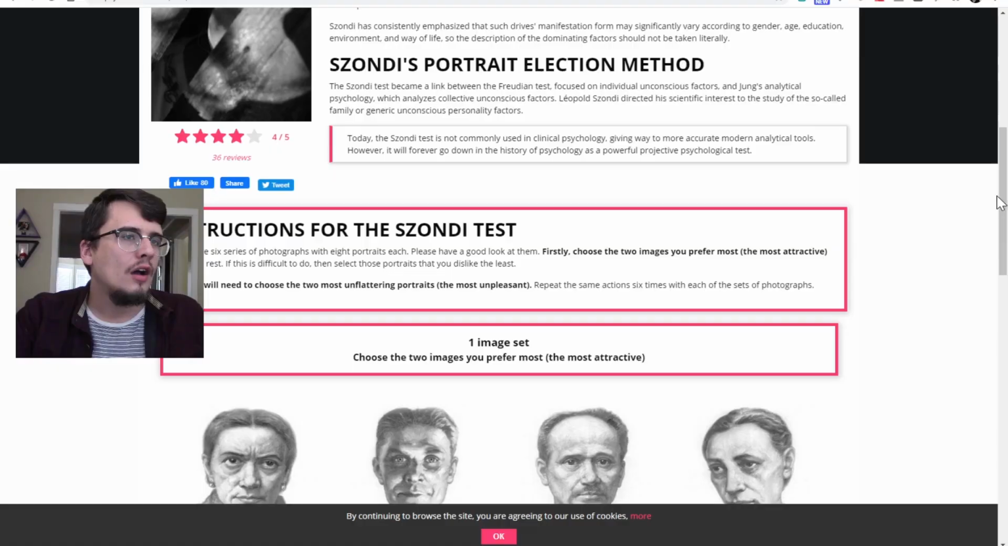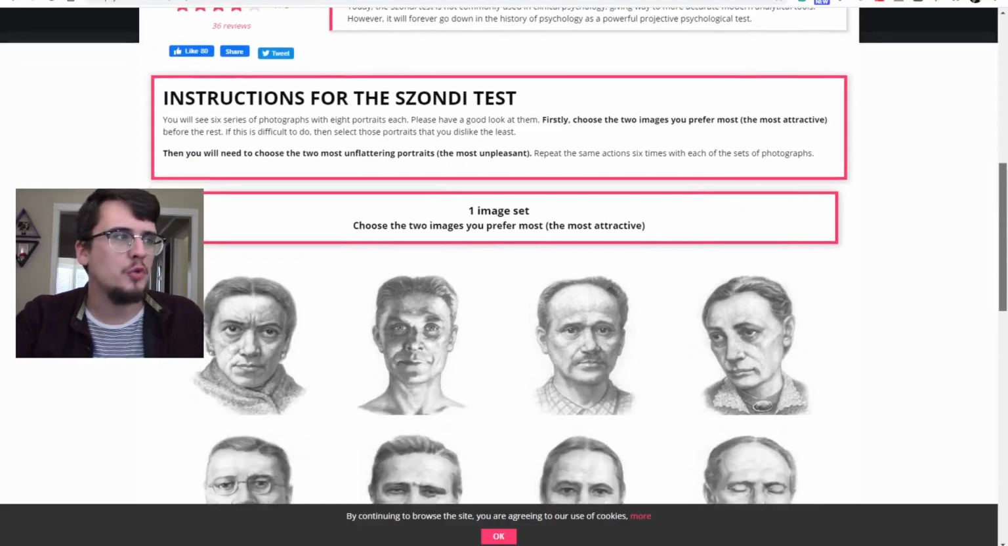So I'm going to do this process 6 times. I'm going to pick 2 and then pick 2. So we got 4. I'm going to have 24 selections by the end of the day. Hopefully it doesn't take me that long. Alright, so show me what you're working with.